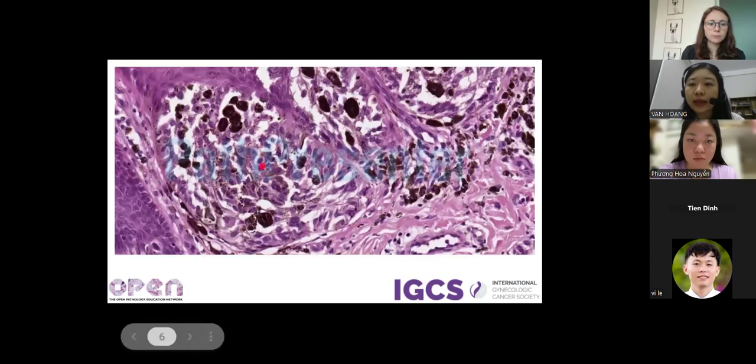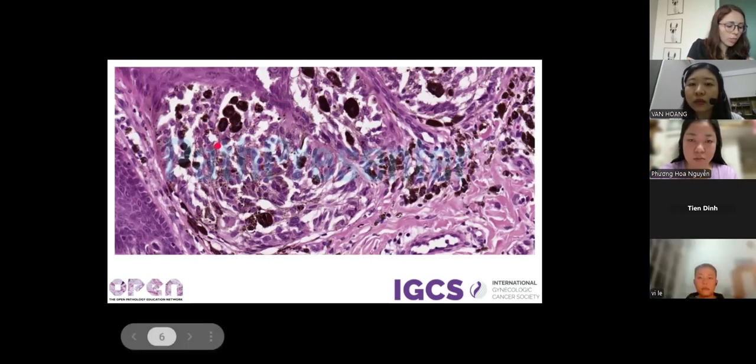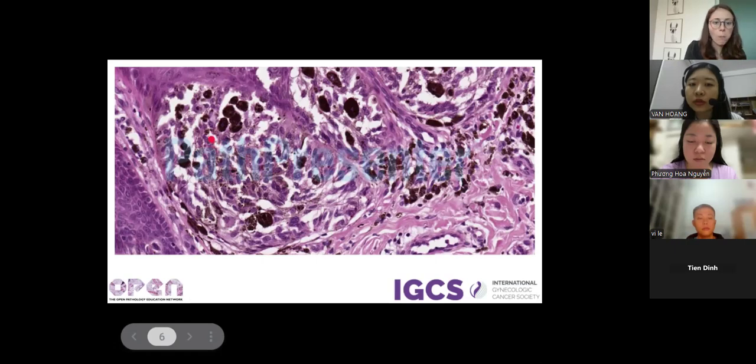Here we can see large epithelioid melanocytes with abundant cytoplasm. Some cells contain prominent coarse melanin pigment, giving a dark brown appearance. The nests are relatively cohesive and located in the superficial dermis. We can see no obvious mitotic figures or necrosis in this field.